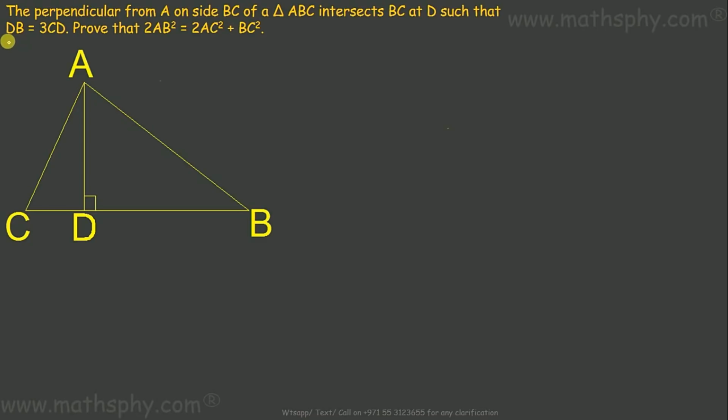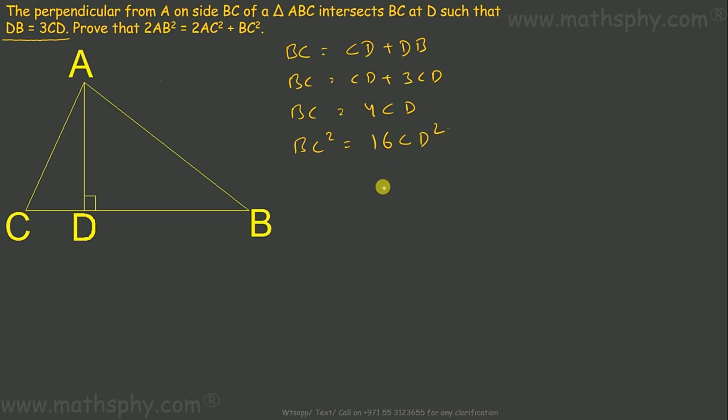First of all, let's concentrate on this piece here. It says DB is equal to 3CD. I'll write here BC is equal to CD plus DB. In place of DB, I'll write 3CD. So BC is equal to 4CD. If I square both sides, BC square will be equal to 16CD square. Let's take it as 1.